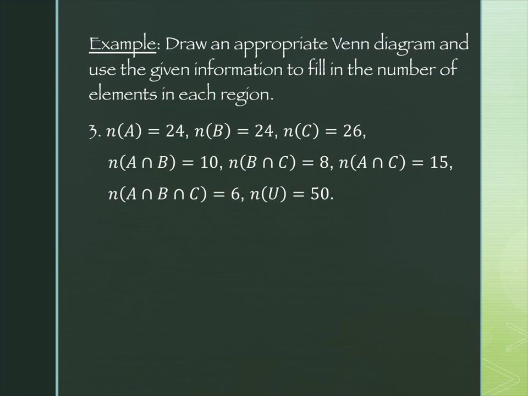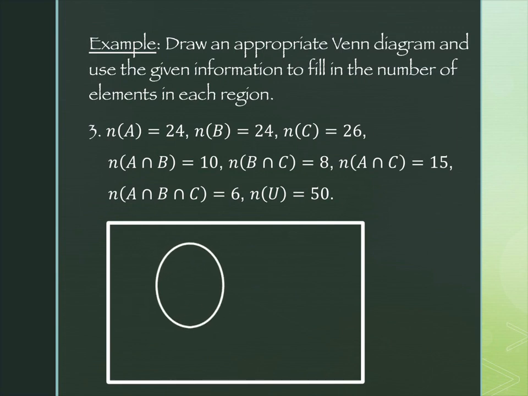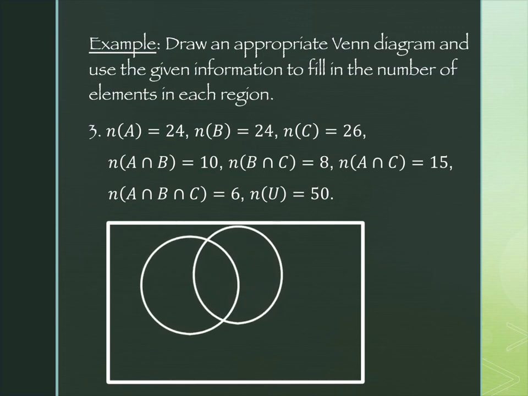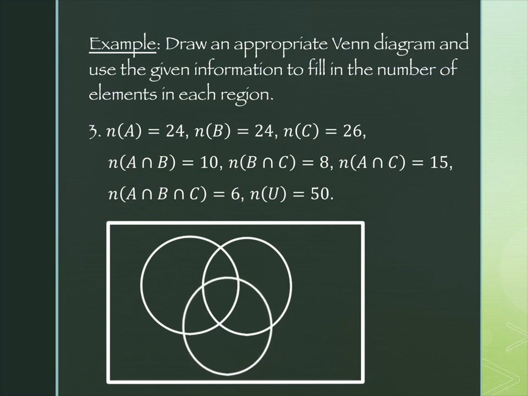So on this one, it tells us we're going to make an appropriate Venn diagram using the given information to fill in the numbers of elements in each region. The first thing you probably need to figure out is how many overlapping circles do you need? So how many do we have? We have 3 on this one, right? There's an A and a B and a C all mentioned, so we're going to have 3 overlapping circles. Just like we had done before in the previous section, I'm going to label them just across the top like that, C at the bottom, and the universal set on the outside. Okay, so far so good? All right.